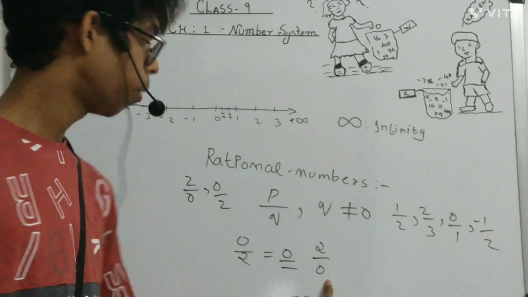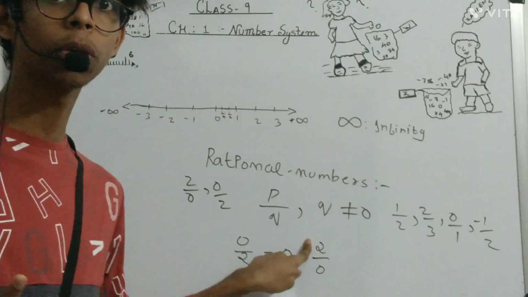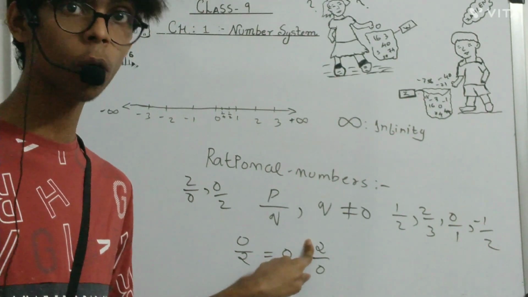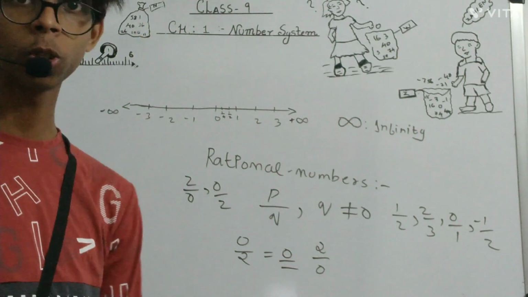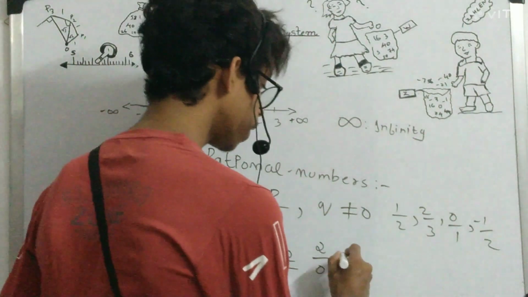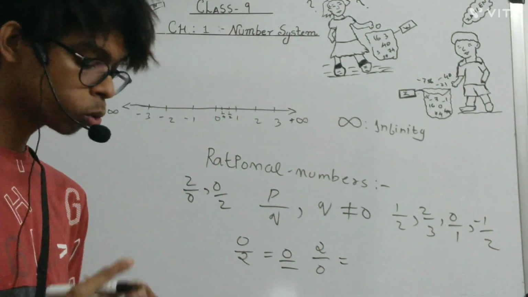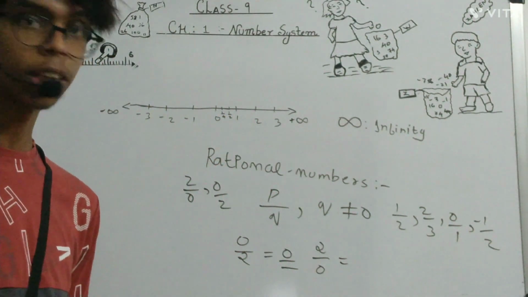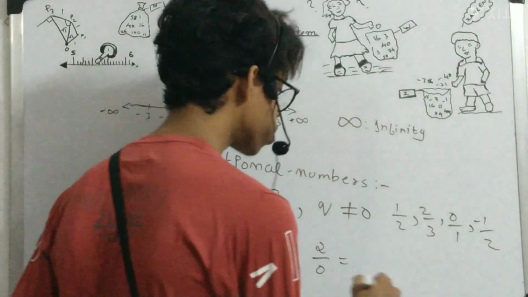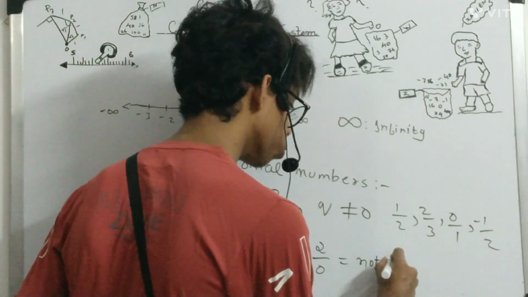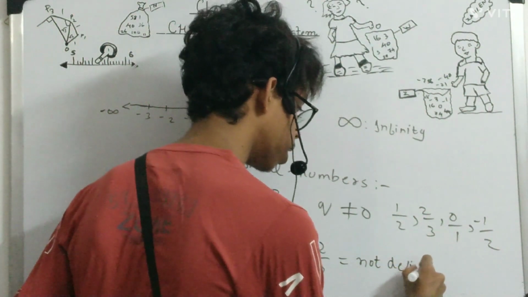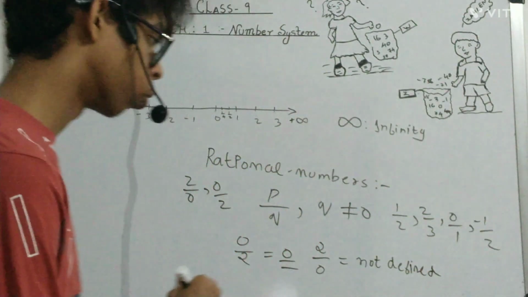But now if I ask the reverse, that is 2 by 0, that is your friend has no chocolate, but you are asking him to give 2 chocolates. If he has no chocolate at all, from where will you give the 2 chocolates? So he cannot give you 2 chocolates. Such a situation is not defined. Okay, this is a concept which you should know.